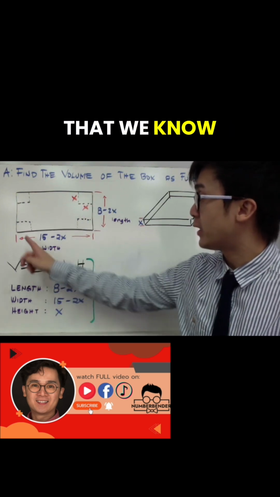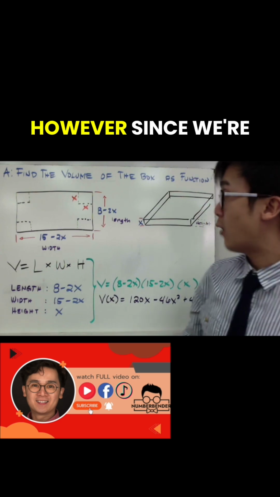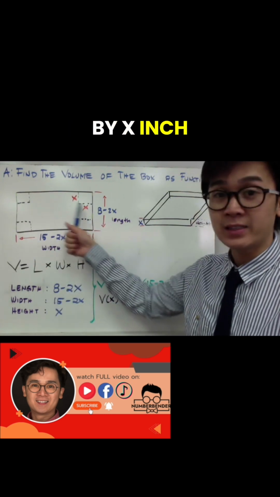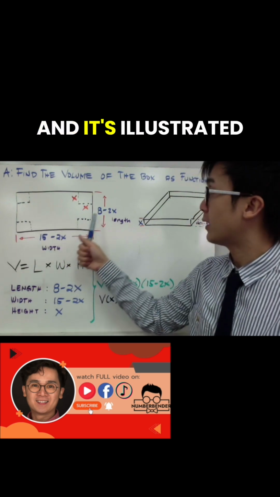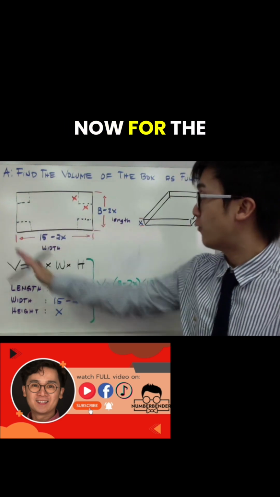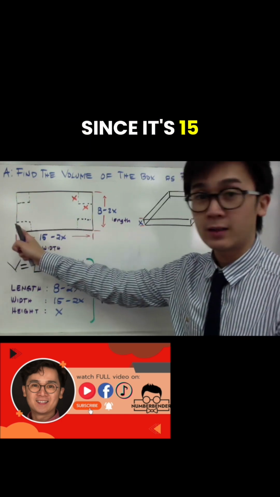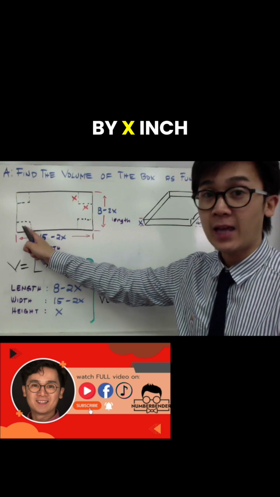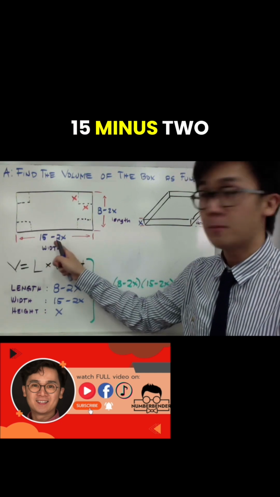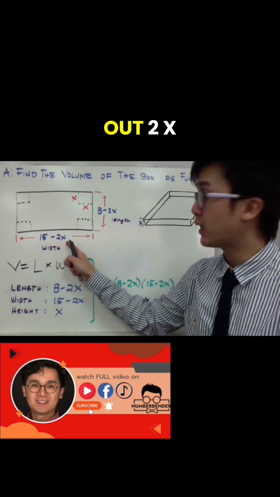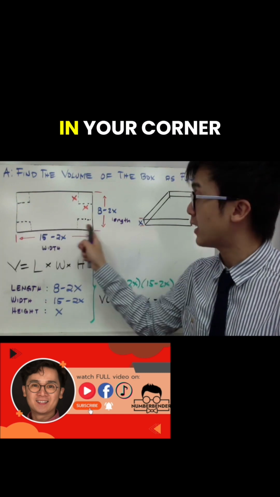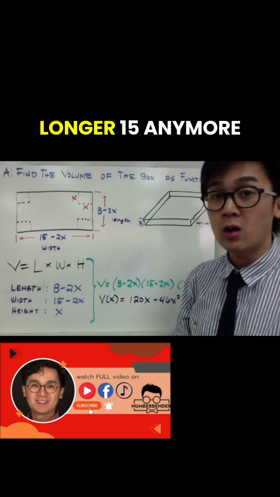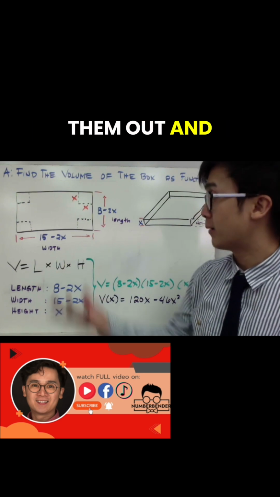Now, how do we construct the equation of the volume based off this cardboard box? We know that it's a 15 by 8-inch box. However, since we're cutting out the corner of the box by x inch, that's what we're going to be working on, and it's illustrated in this diagram. Now for the width of your box, since it's 15 inch at the beginning and you're cutting out two corners, each measured by x inch, we'll have 15 minus 2x. So your width will be measured by 15 minus 2x, and it's no longer 15 anymore because you're cutting them up and folding it up.